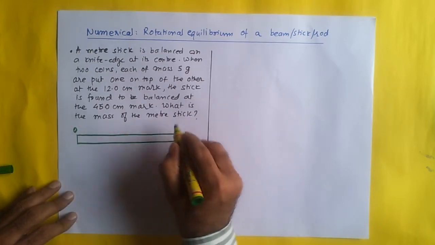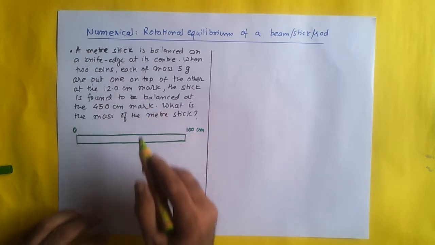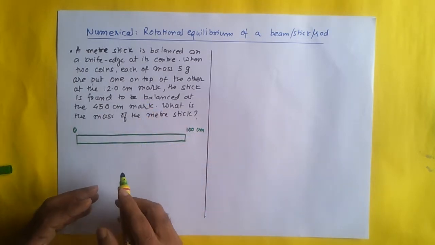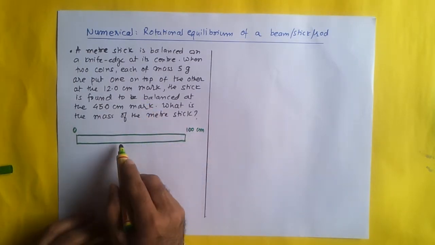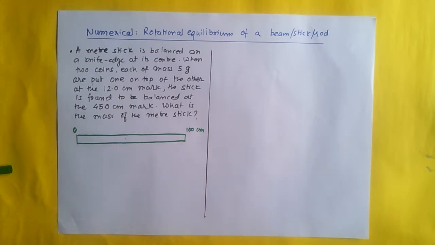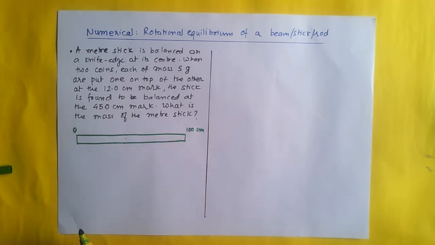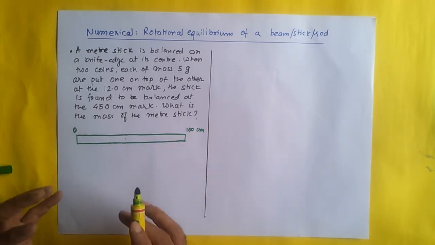This would be 0, this would be 100 centimeter, because it's a meter stick and it is balanced on the knife edge at its center. That means the center of gravity is at its center. That is another way of saying that the mass of this scale is uniformly distributed. This is a simple concept, but we need to be clear about it.